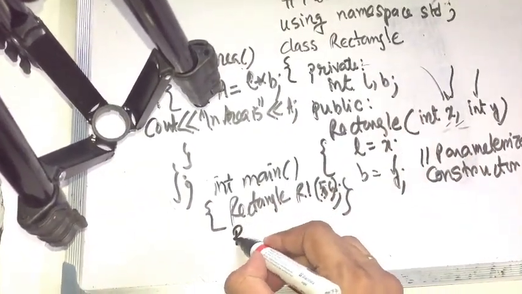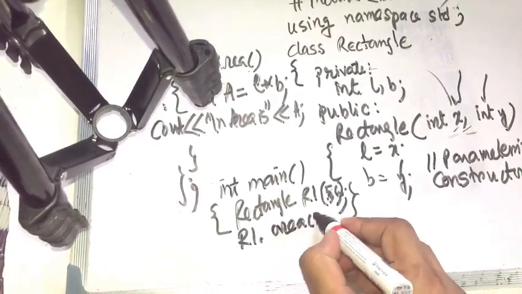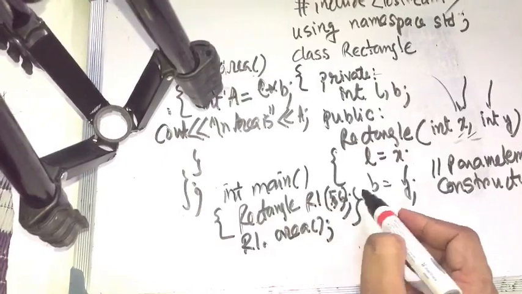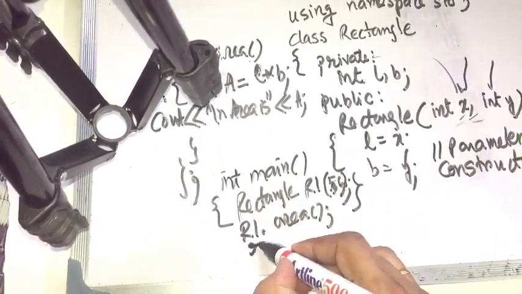And when you call r1 dot area, then we can easily get the result, that is 5 into 6 equal to 30, and the area is 30. So return 0.